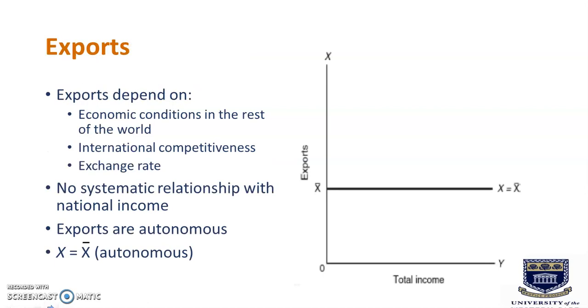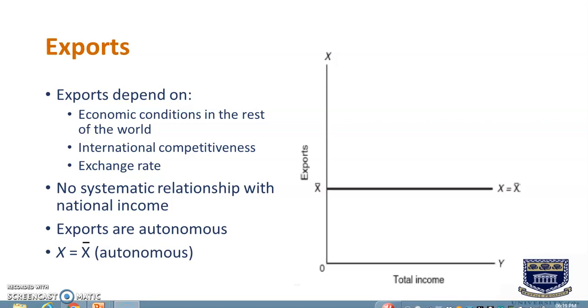Let's begin by asking what determines exports. Ultimately, the demand for South African exports depends largely on economic conditions in the rest of the world, our international competitiveness, and exchange rates. There is no systematic relationship between the level of exports and the level of income, Y, in the domestic economy. We can therefore assume that exports are once again autonomous with respect to total income, Y. Exports, or X, is equal to X bar, where the bar above the X indicates that it is autonomous with respect to Y.